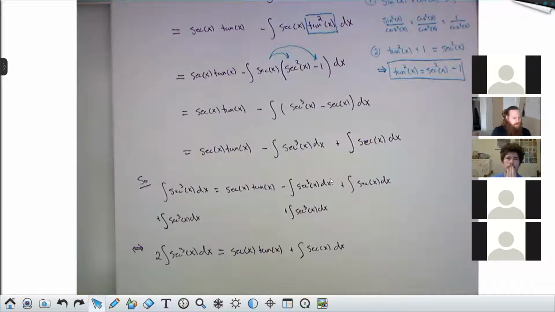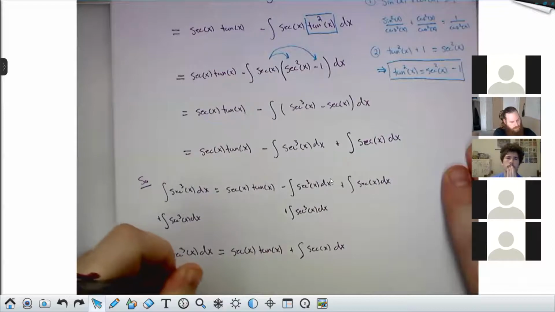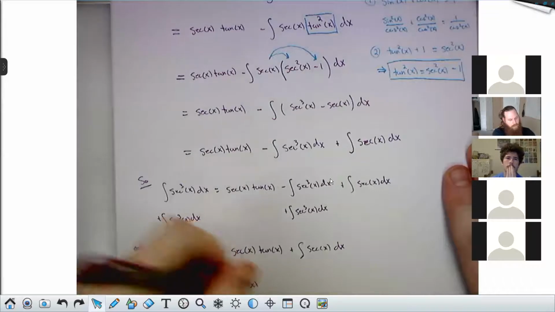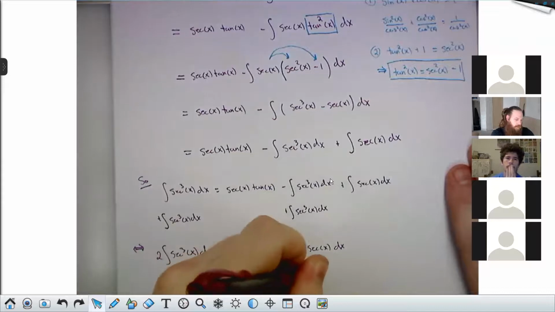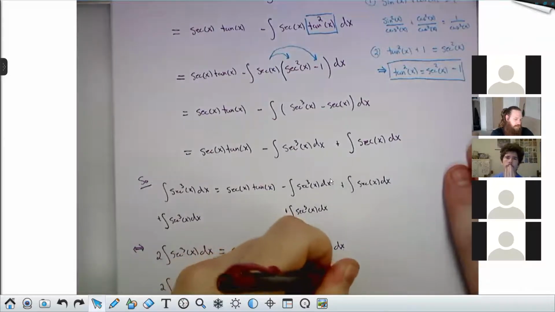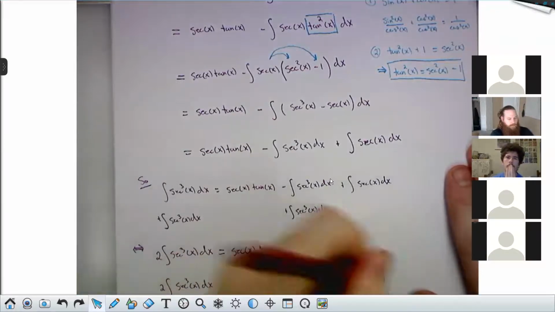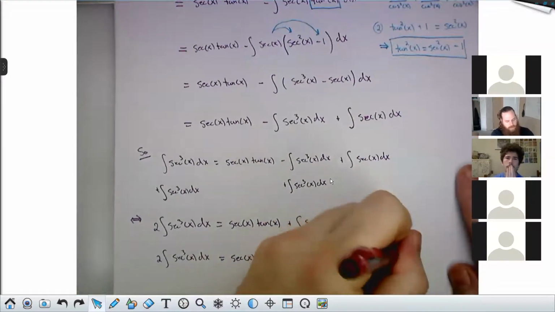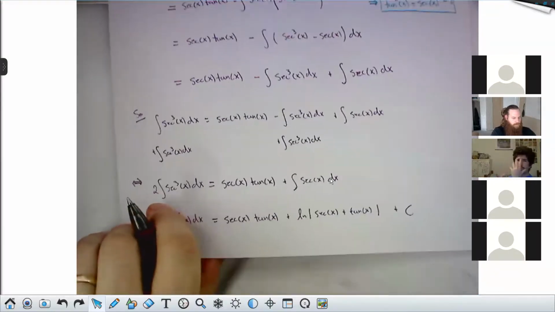The integral of secant x we did on the previous page. That was the natural log of secant x plus tangent x. At this stage, I should start writing my plus c's because there are no more integrals on the right-hand side. And our final step here is to divide by the 2.